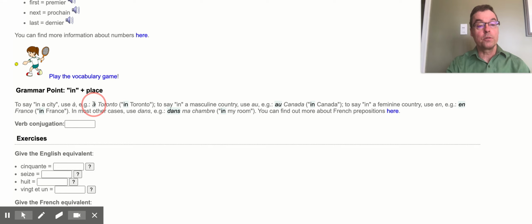So for cities, mostly you're going to say à Toronto. Masculine countries, au, like au Canada. And if it's a feminine country and you want to say in France, for example, it will be en. Certainly, there is some usage when you're talking about other kinds of uses of "in", you would use dans. But for cities and place locations, it really is going to be one of the ones I've mentioned. And you can find a lot more about these prepositions with place names and in general right here.